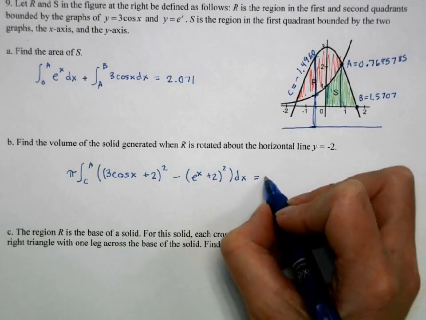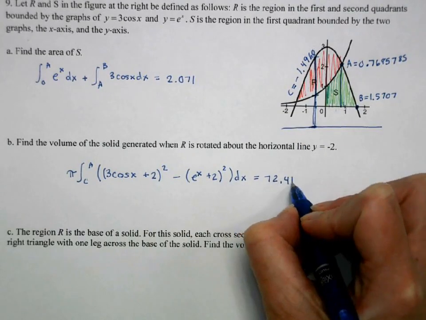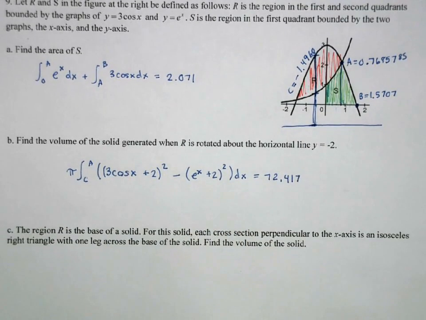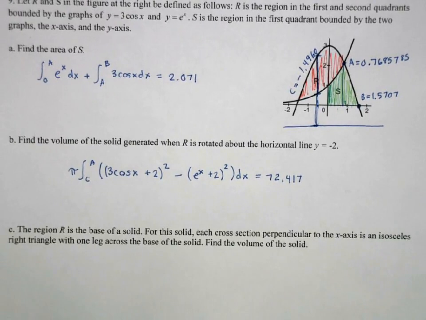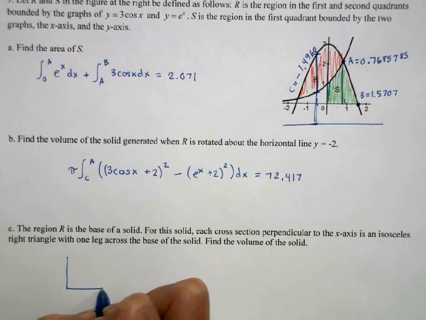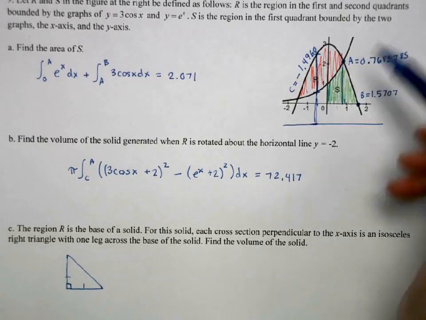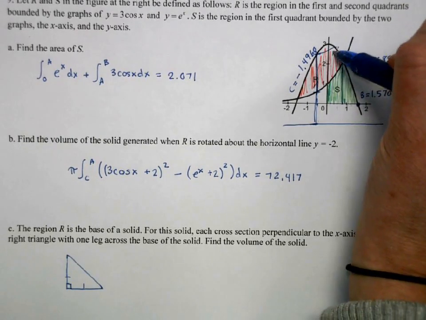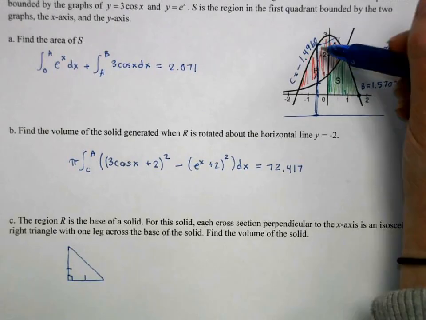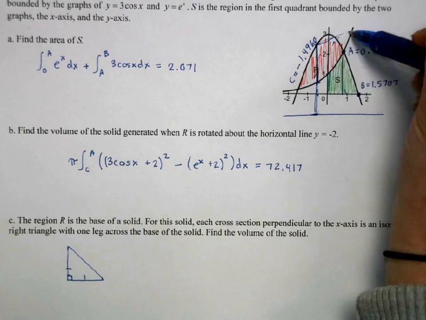And then last, region R is the base of a solid. For this solid, each cross-section perpendicular to the x-axis is an isosceles right triangle with one leg across the base of the solid. Find the volume. So an isosceles right triangle looks like this. So we're constructing those like here on this shape. The two equal sides are this side here. So it's just going to be 3 cosine of x minus e to the x that will give me that distance.